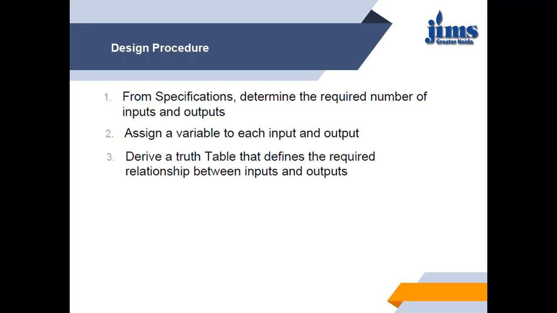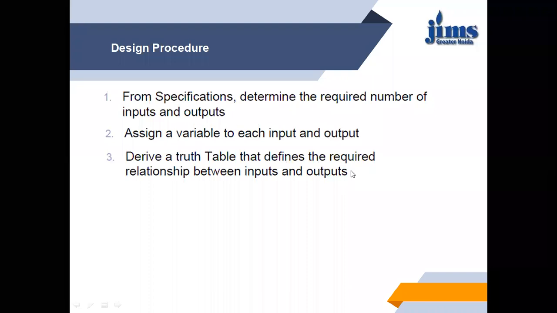Then derive a truth table that defines the required relationship between input and output, and that relation will always be given in the specification of the question. Then perform logic minimization, and you can perform logic minimization if the number of variables is up to 4 input variables. Then it is preferred that you use a K-map.